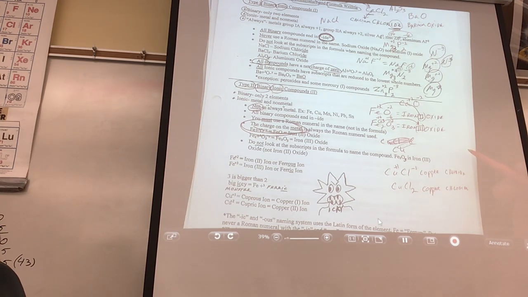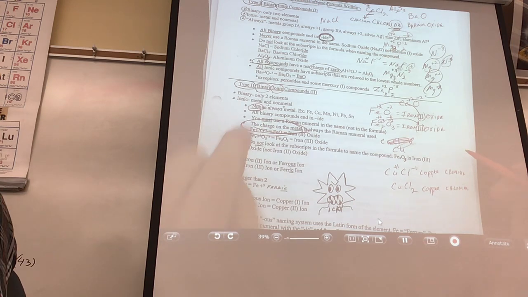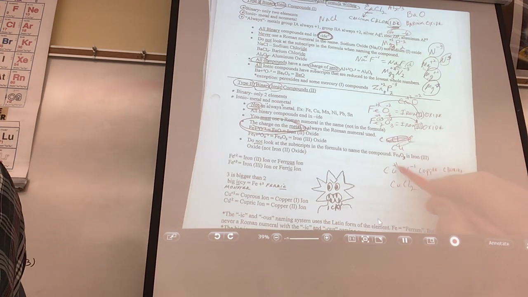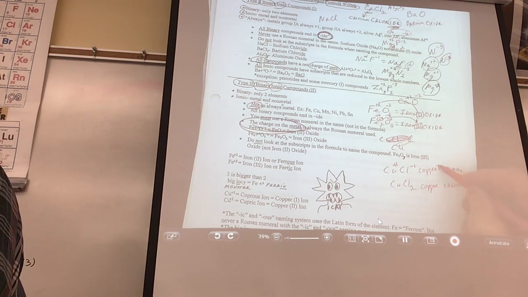What's this say? See right here? What's this say? Did you circle yours? See, if I circle that, don't you think that might mean it's important? So what does the Roman numeral stand for? Say it, just read it. The charge on a metal? Yes. What is the charge on your metal? So you put a Roman numeral 1 here.